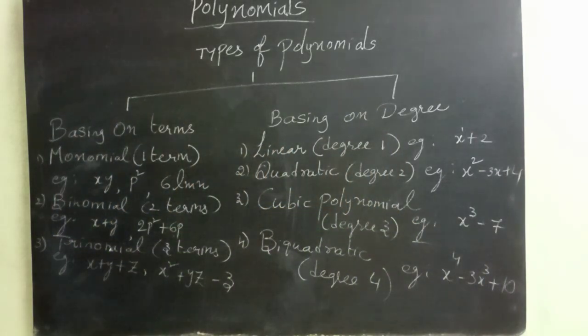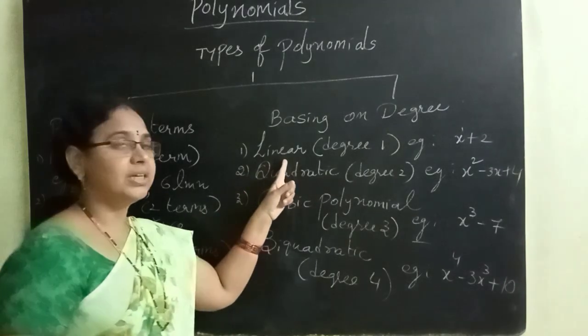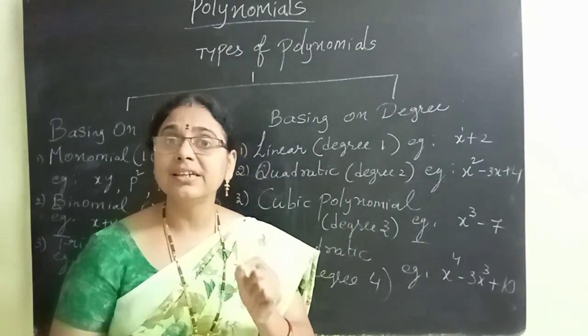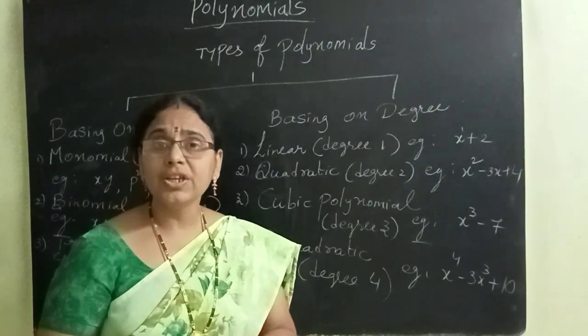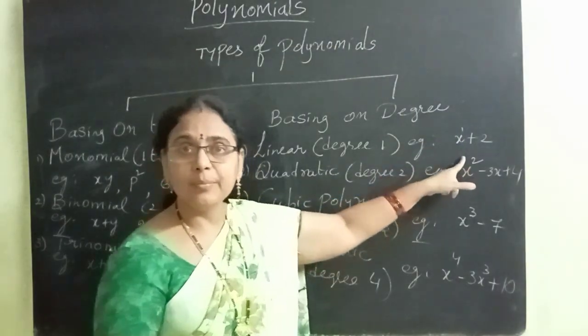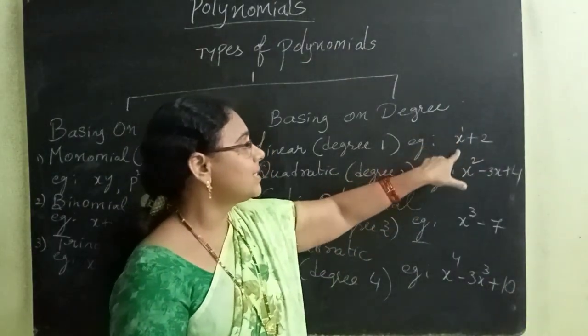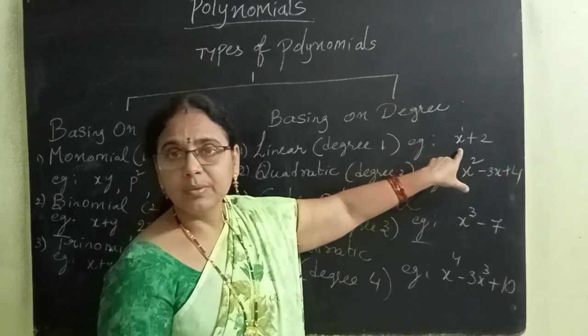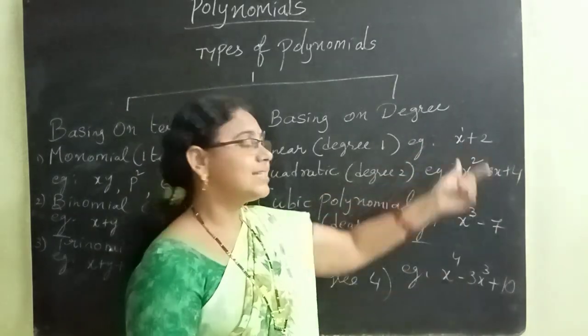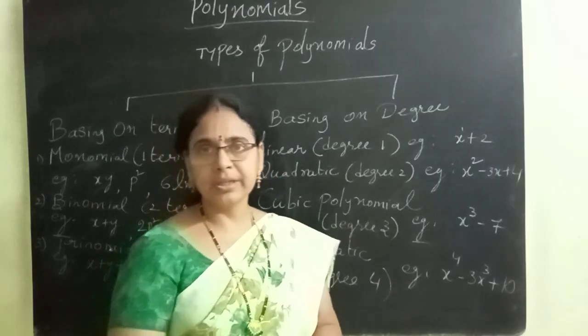Okay, come to basing on degree. Linear polynomial: if the degree is 1, then we will say linear polynomial. What do you mean by degree? Highest exponent of the variable. x plus 2. What is the degree of this variable? The exponent of this variable is 1. So we will say it's a linear polynomial.